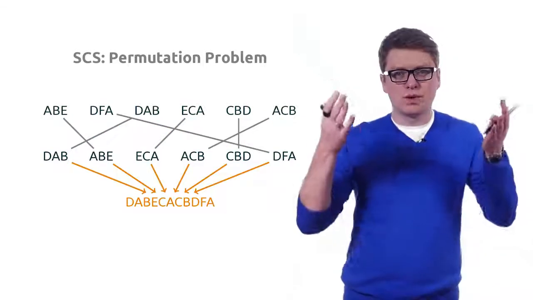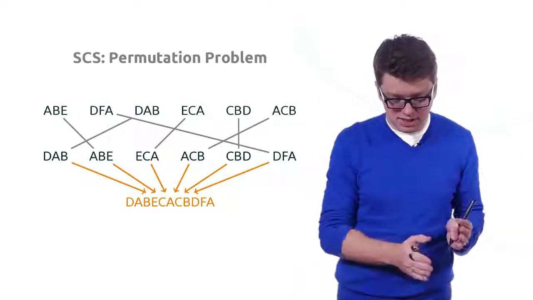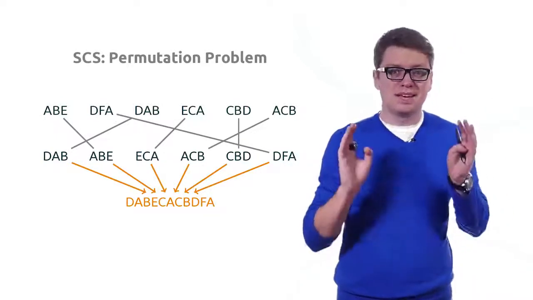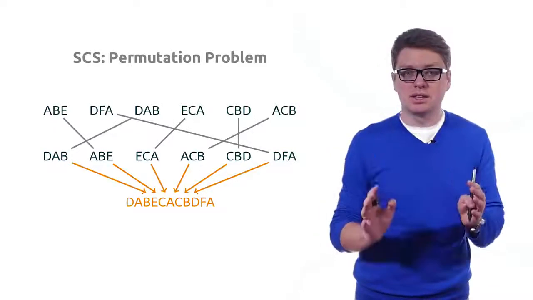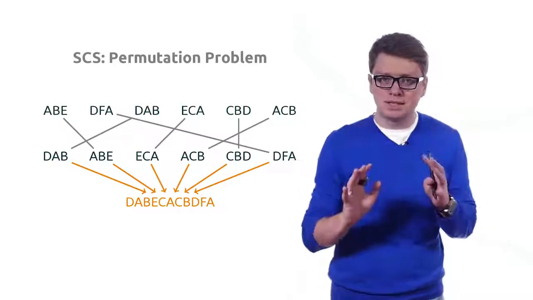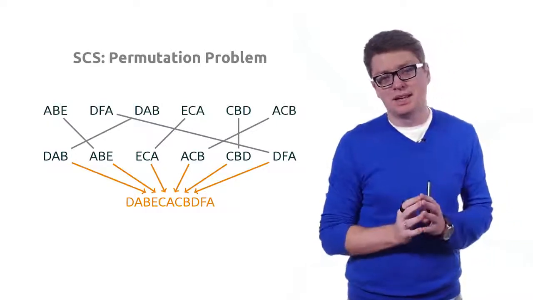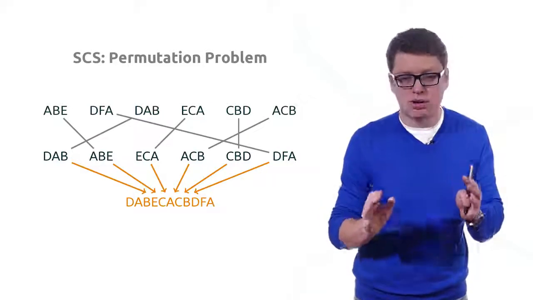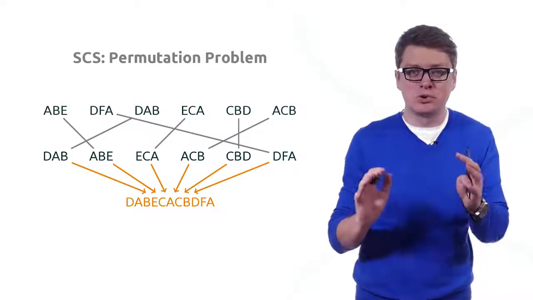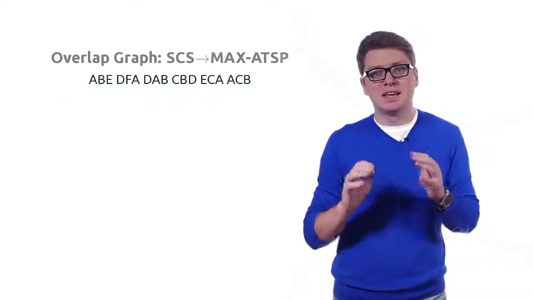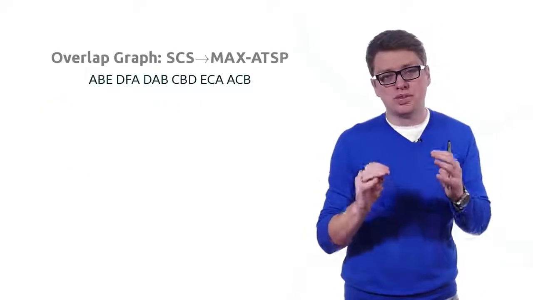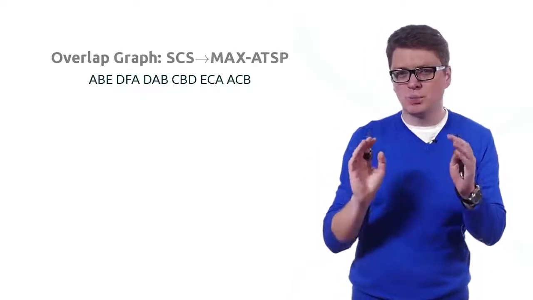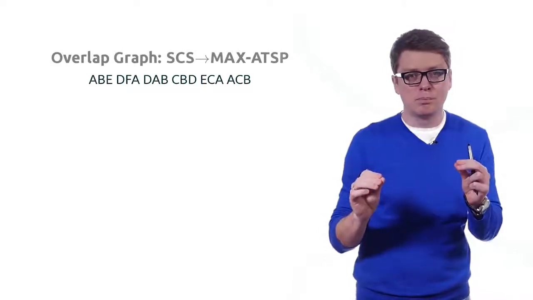And this allows us to compress all these strings just in this particular order into one string, which gives us a shorter superstring than what we get if we just concatenate all of them, right? So once again, this brings us to an idea that though it was not obvious from the beginning, the shortest common superstring problem is actually a permutation problem. And this, in fact, allows us to reduce this problem to the Traveling Salesman problem, in which we are looking for a path of maximum weight.